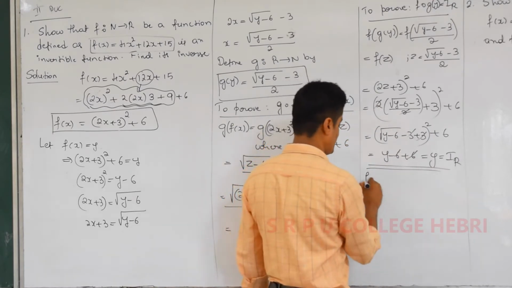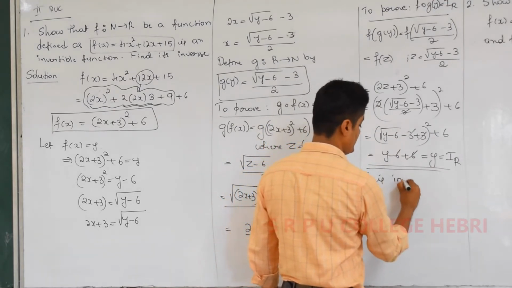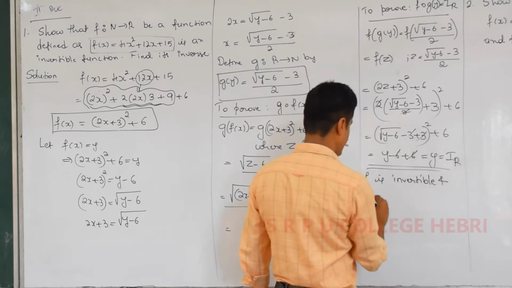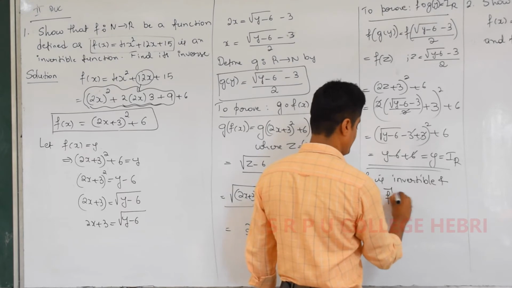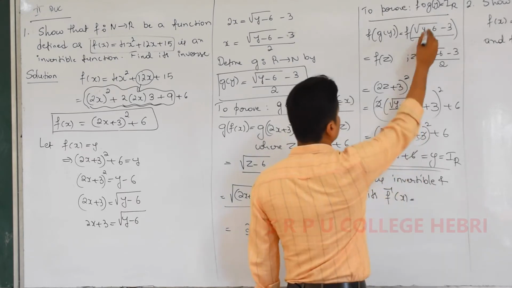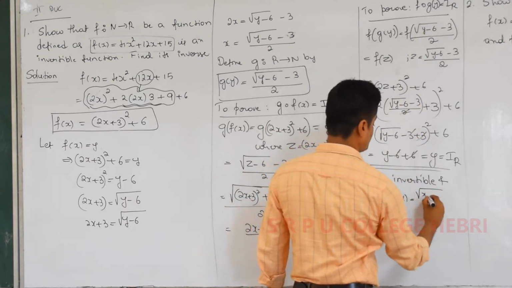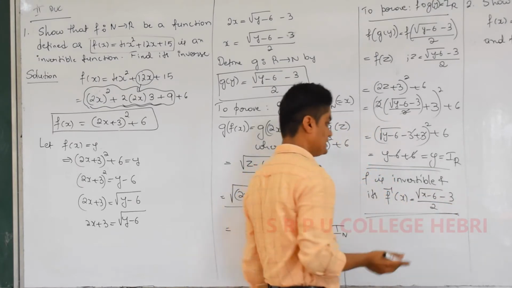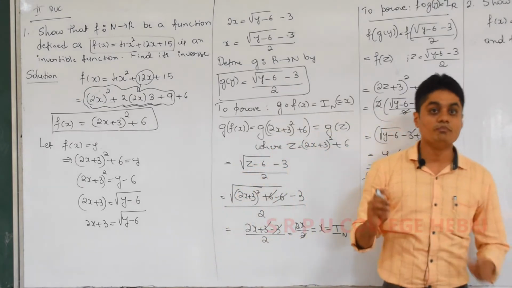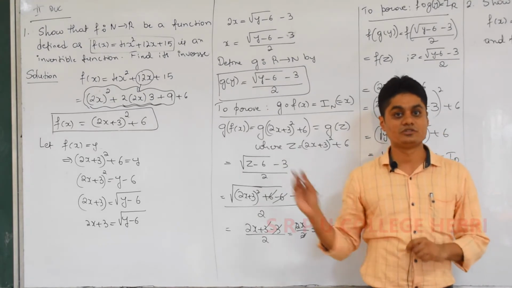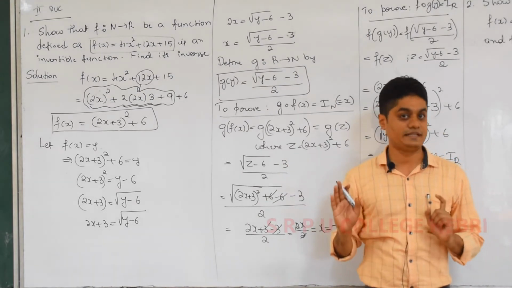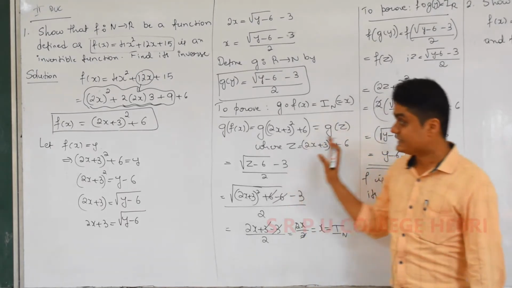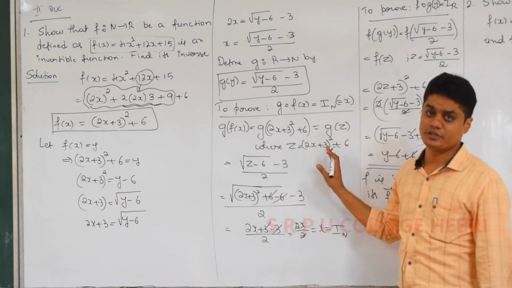So what is the conclusion? f is invertible and its inverse, f inverse of x, is equal to root of x minus 6 minus 3 by 2. Remember this one and the last problem in the last video, both are very important because these two questions come many times in a final exam as question number 39, and it is for 5 marks. Easily you can score 5 marks from this particular problem.